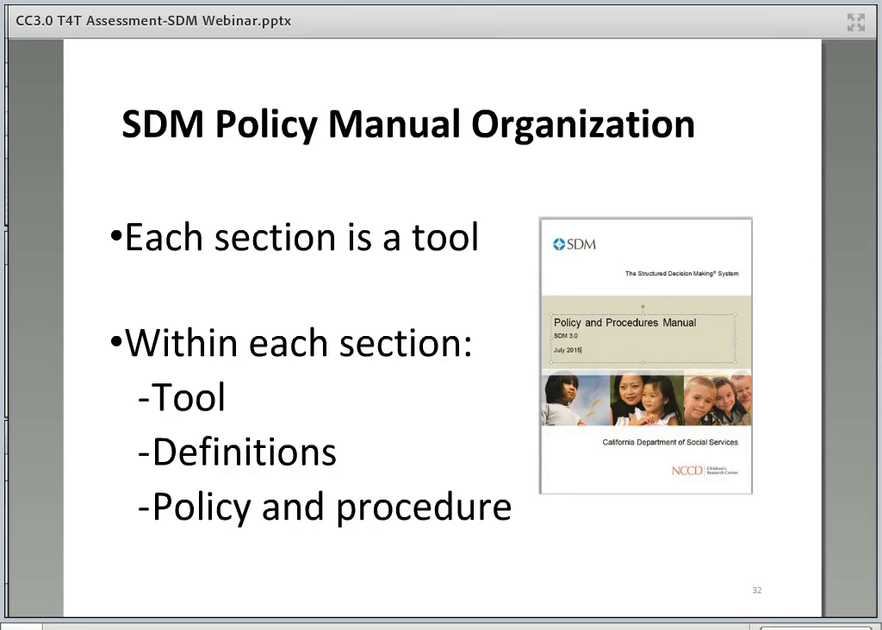The SDM policy manual contains all of the information necessary to complete all of the assessment tools. Within each section, you will find the tool itself, definitions, and the policy and procedure with explicit instructions on how to complete the tool. Instructors should familiarize themselves with the SDM policy and procedure manual. The majority of core classes include activities that will ask students to refer to their SDM manuals.